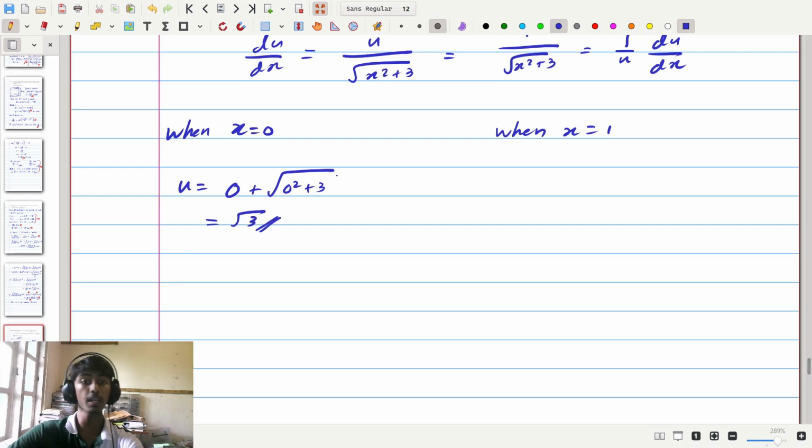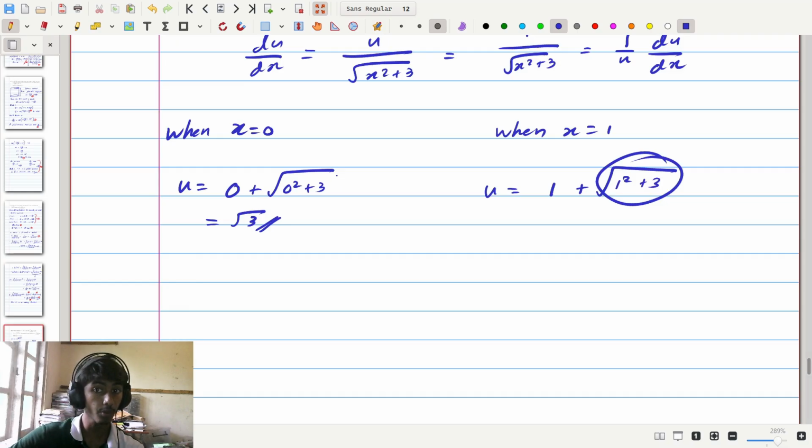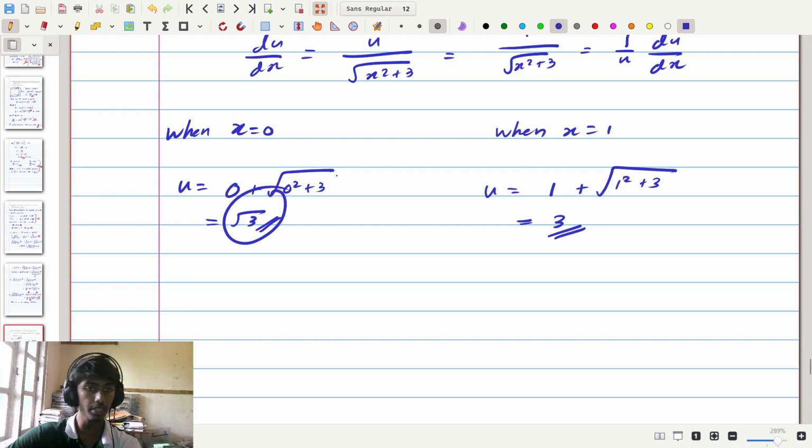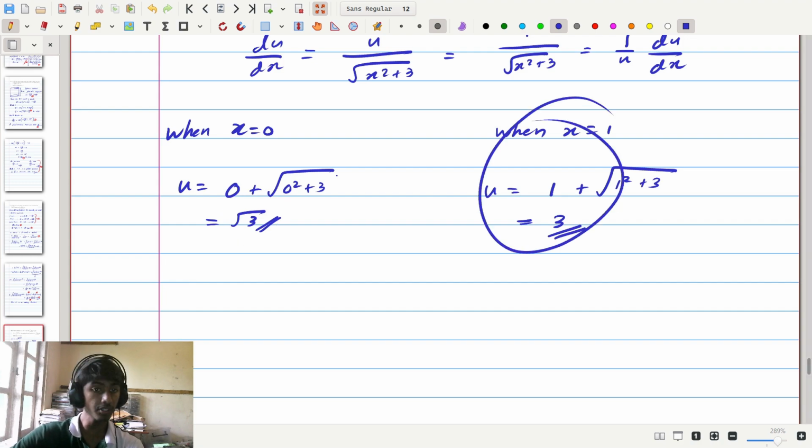Now considering the upper limit, we have u equals x plus square root of x squared plus 3, which is going to be u equals x, which is 1, plus the square root of 1 squared plus 3, which is going to be 2, since the square root of 1 squared plus 3 is the square root of 4, which is 2. So therefore we have 1 plus 2, which is 3. So therefore the lower limit is root 3 and the upper limit is 3, and using these we can substitute.